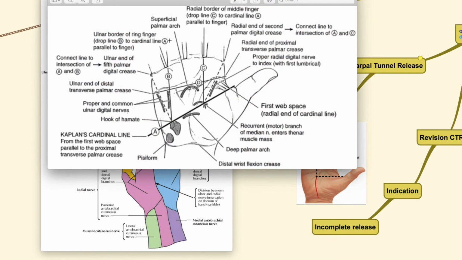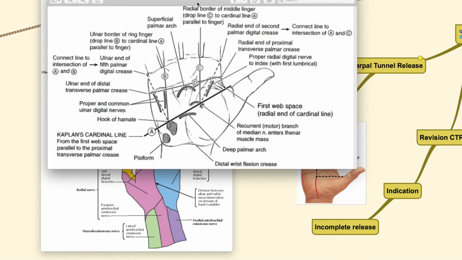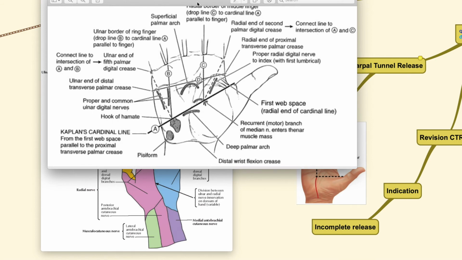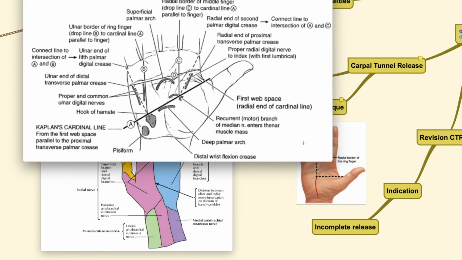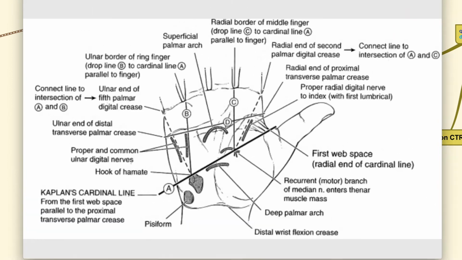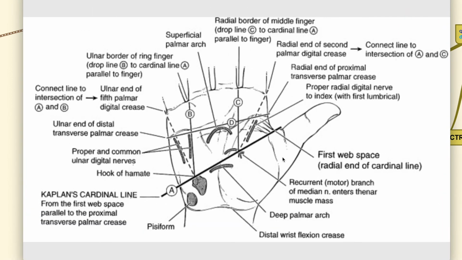I'll show you this really good picture here. It shows you the relation between the Kaplan line and also the different anatomical structures that you can identify intraoperatively. This is the Kaplan line here, the one in the bowl. And if you draw a line here at the web space between the index and the middle finger, you can see here at the intersection is the recurrent motor branch, which is very notorious. You should know where this is situated.